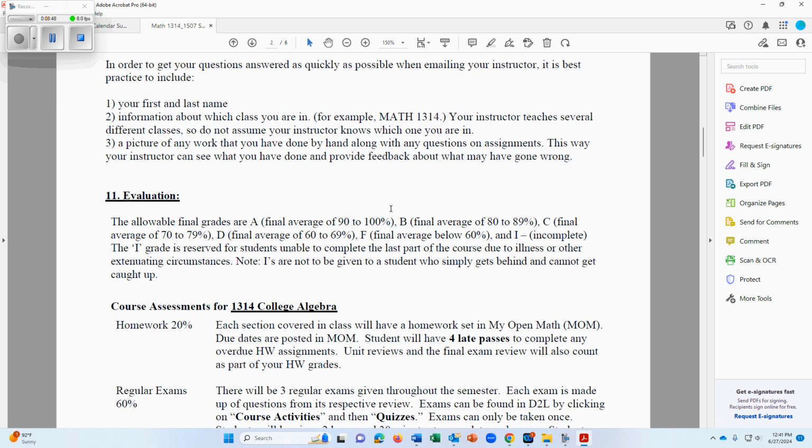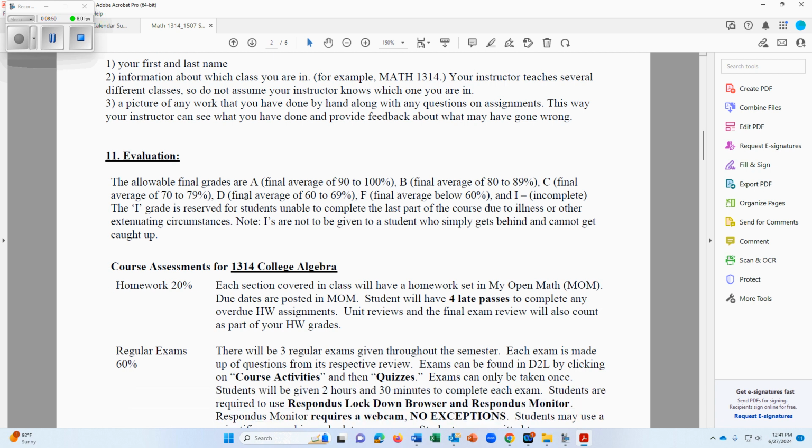All right, let's see how you'll be evaluated. I think we should be pretty familiar with how grades are distributed. So an A is from 90 to 100, B is from 80 to 89, a C is going to be 70 to 79. And yes, we do give Ds for 60 to 69.